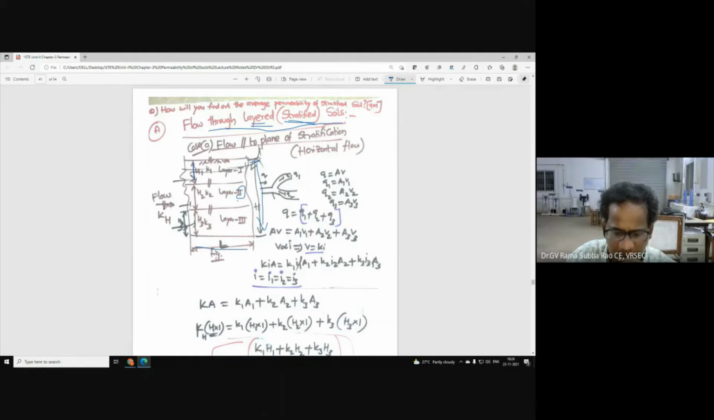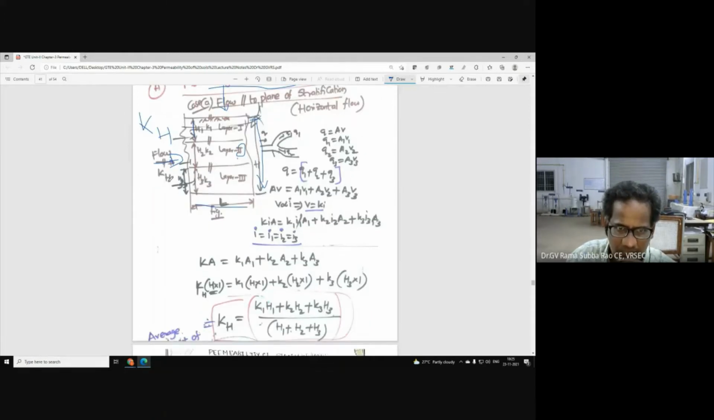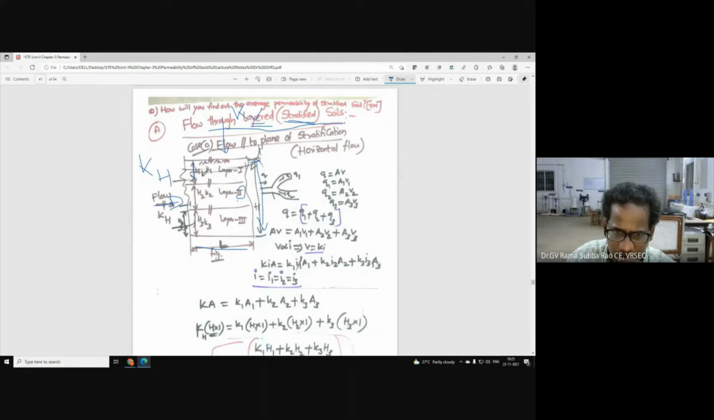Now we have two cases here. We want to calculate permeability in the horizontal direction as well as in the vertical direction. That means I want KH, the permeability of the deposit in the horizontal direction, and KV, the permeability of the deposit in the vertical direction. If you imagine this picture, you can recollect your days of fluid mechanics, when a main pipe is connected to branch pipes. Here in this picture, we have branches 1, 2, 3.